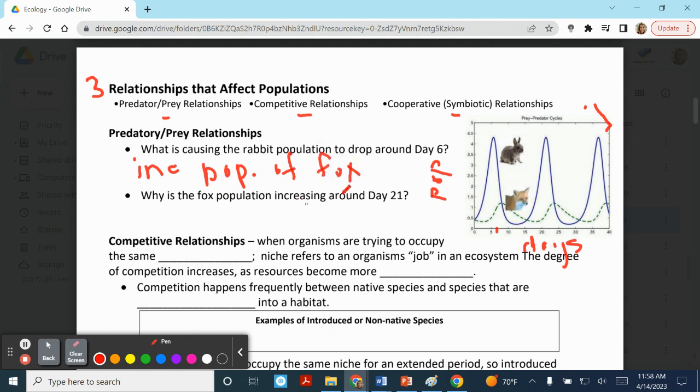Why is the fox population increasing around day 21? So again, day 21 is right here. And you can see that that fox population is going up here. Well, at that same time, we have a really high number of rabbits. So those fox have had an increase in their food supply, and that's why their population is able to increase at a high rate. All right, so predator-prey relationships, those are pretty easy to understand.